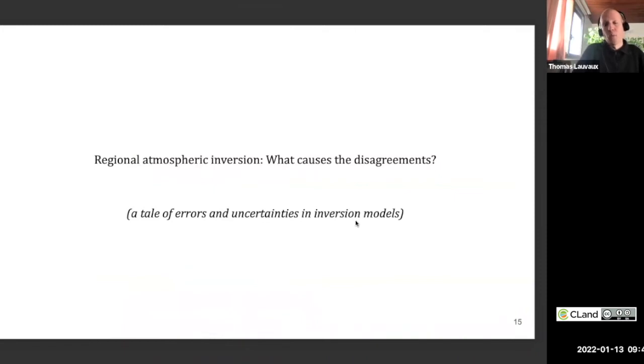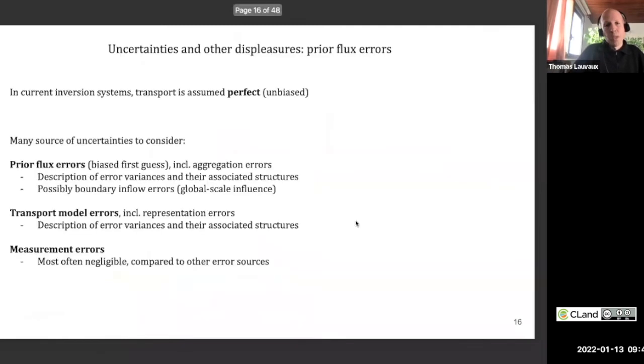Okay, so why that? And that's the question. Why can these inversion systems not converge? It's because there are many sources of uncertainties. First of all, the big one that we often talk about is the transport errors. We assume to have a perfect model because in the Bayesian system, we assume that we have observed the concentrations. We have some knowledge of the flux, but the link between the two has to be unbiased. That's one of the assumptions we make when we do these Bayesian inversions.